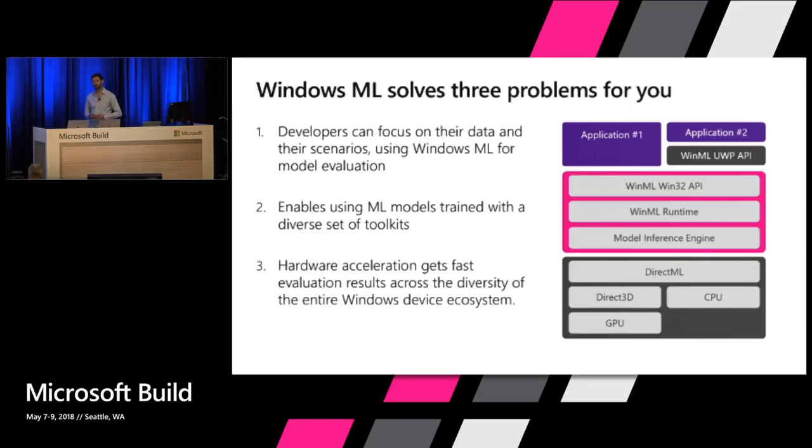When your data science organization brings you a set of models that they want to see used in your application, you no longer have to worry about how do I get the complementary evaluation library deployed with my application to evaluate that model? Windows ML does it for you. Likewise, if you need hardware acceleration, in the past, you would have had to code against specific third-party SDKs. With Windows ML, you don't need to do that anymore.